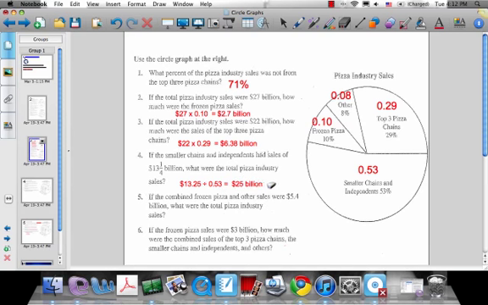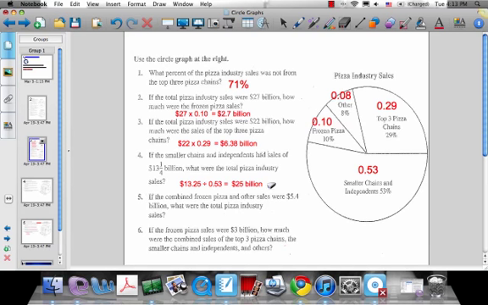Now, notice the difference between 4 and 3 and 2. If they give you the portion first, you divide by the percent made into the decimal. But if they give us the total value first, you simply multiply by the percent made into a decimal. So now if 13.25 billion represented the sales of the smaller chains and independents, it would only make sense that the answer we would get in this problem would be much larger than that, because now we're representing the total pizza industry completely.